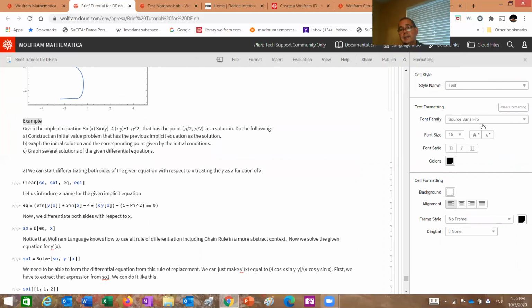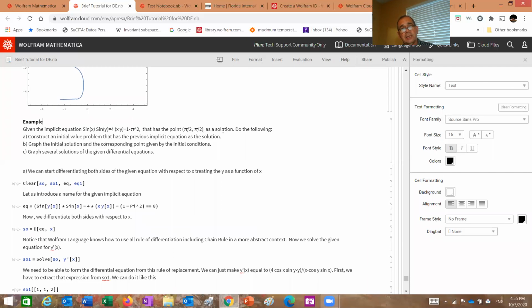This is text. I don't want to change this format, but I can change this to boldface to make it nicer here. Now, given the implicit equation sine of x sine of y is equal to 4 times x times y plus 1 minus pi to the second, that has the point pi over 2 comma pi over 2 as a solution, do the following.